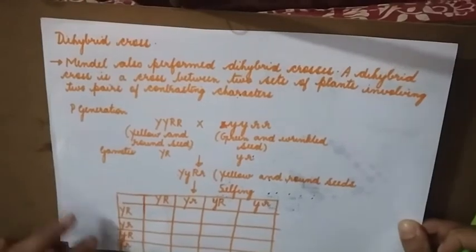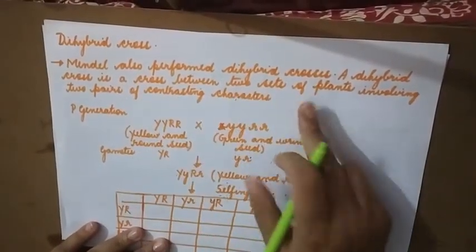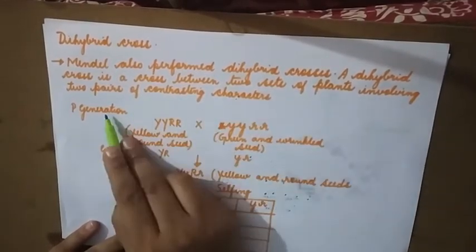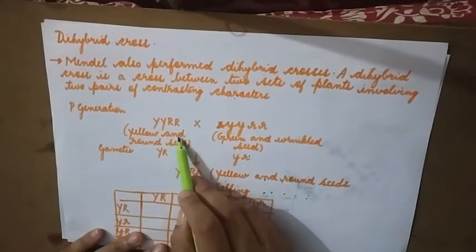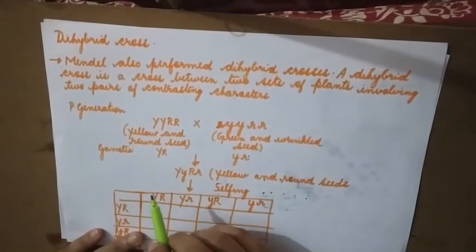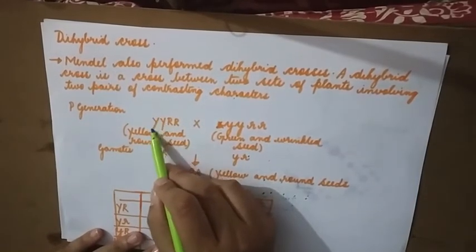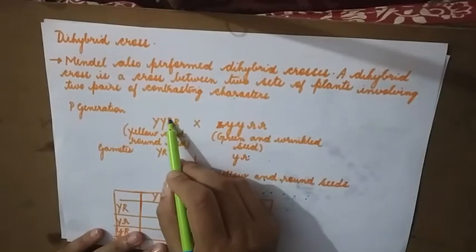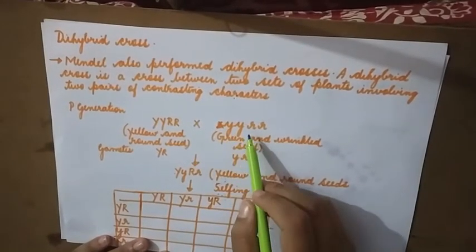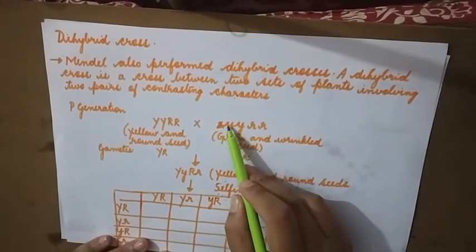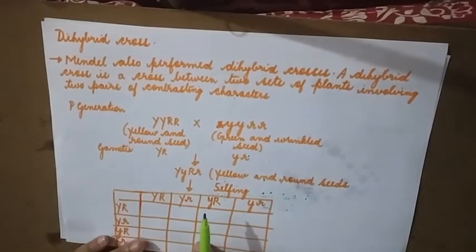Dihybrid cross. Here Mendel also performed a dihybrid cross. A dihybrid cross is between two sets of plants involving two pairs of contrasting characteristics. Here yellow and round seed is taken as a characteristic. This is dominant, so we use capital Y for yellow and capital R for round seed, whereas for recessive we use small y and small r. It is green and wrinkled seed.